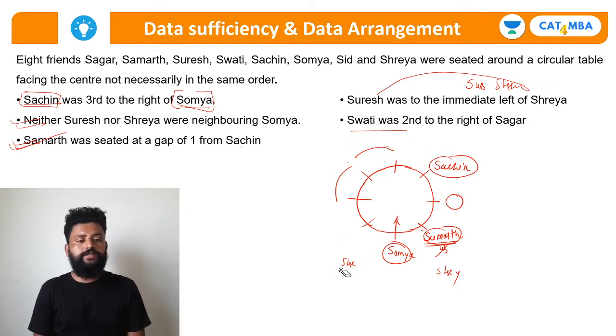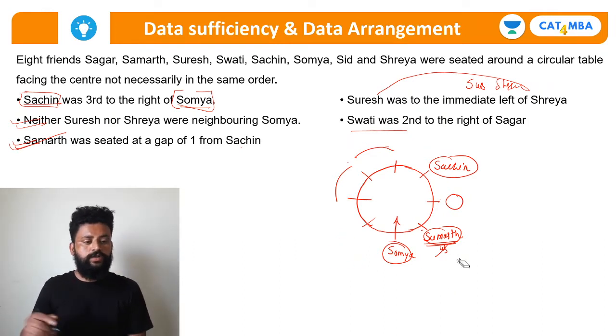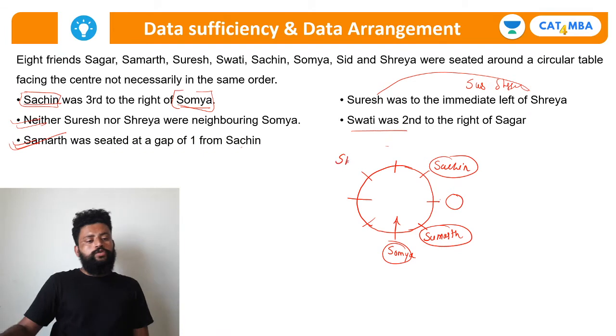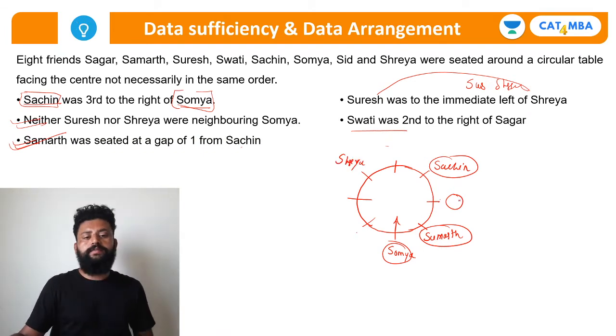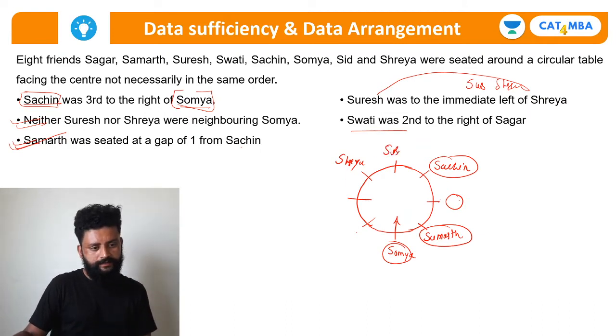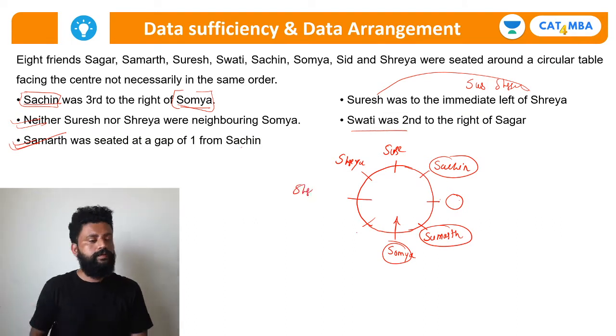Let's understand. Suresh Shreya में से सौम्या के neighbor में तो कोई नहीं आने वाला है. So you can try both the possibilities. Suresh was immediate left of Shreya. So अगर श्रेया यहाँ पे है, यहाँ तो नहीं है, श्रेया इन तीनों में से ही कहीं होगी, तो यहाँ पे सुरेश होगा, right? That's one possibility. और श्रेया यहाँ पे एंड सुरेश वहां पे, ये भी हो सकता है.